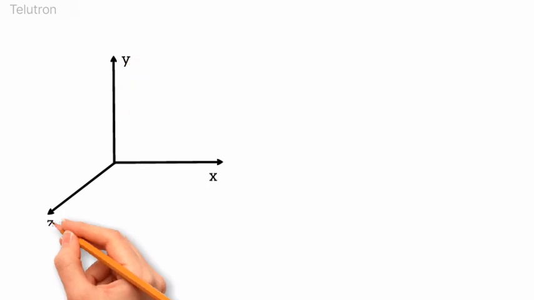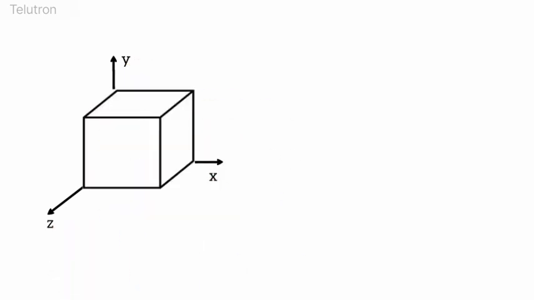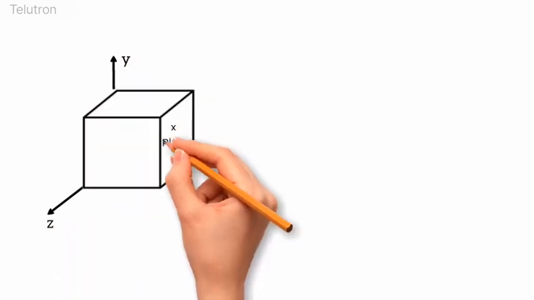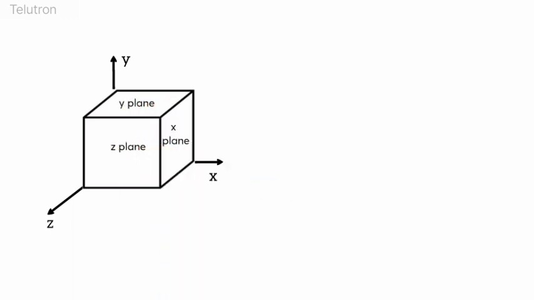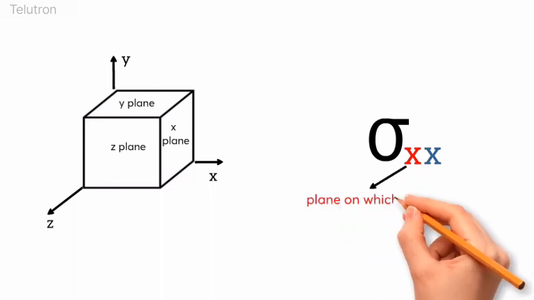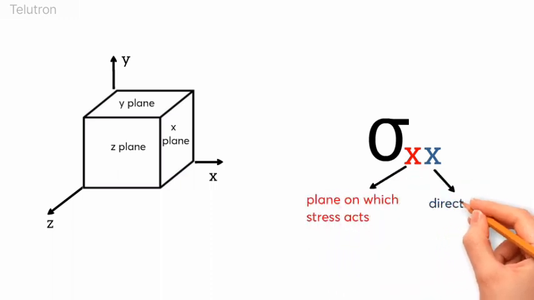Now let's look at how to plot stress tensor. While marking the plane, remember one thing: the plane cutting the x-axis is the x-plane, and the same applies to the y-plane and z-plane. On expressing stress and strain, you should use two subscripts. The first letter represents the plane on which the stress acts, and the second letter represents the direction of the stress.